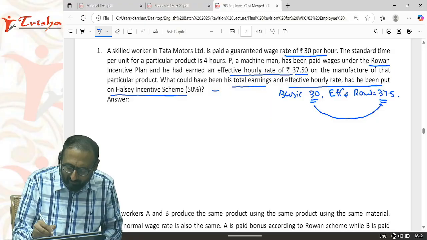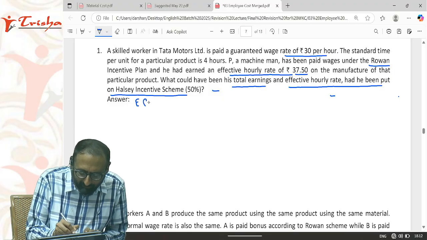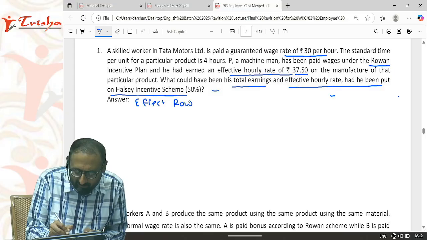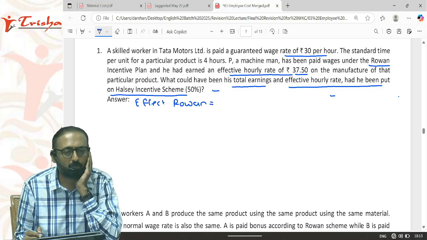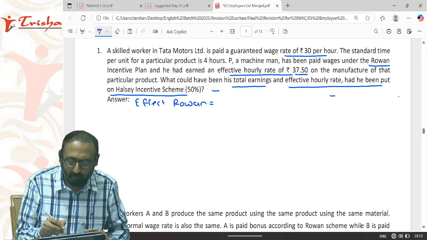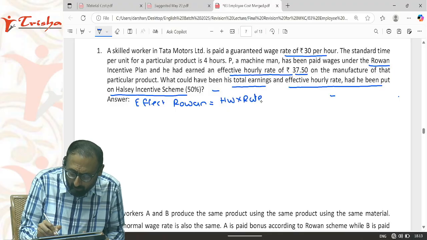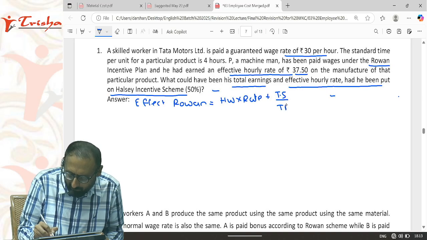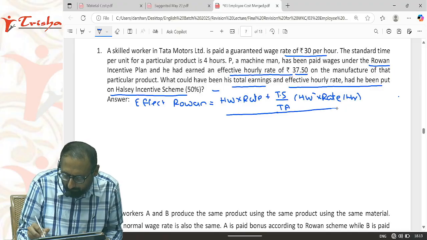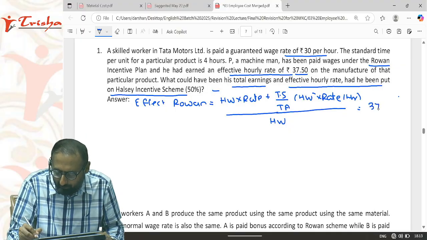Now I'll write the effective earning under Rowan. What is the formula for effective earning under Rowan? Total earning divided by hours worked. So the formula for the Rowan plan: hours worked multiplied by rate per hour, plus time saved upon time allowed into bracket hours worked multiplied by rate per hour. The entire formula will be divided by hours worked, and you have been given effective earning equal to 37.5.